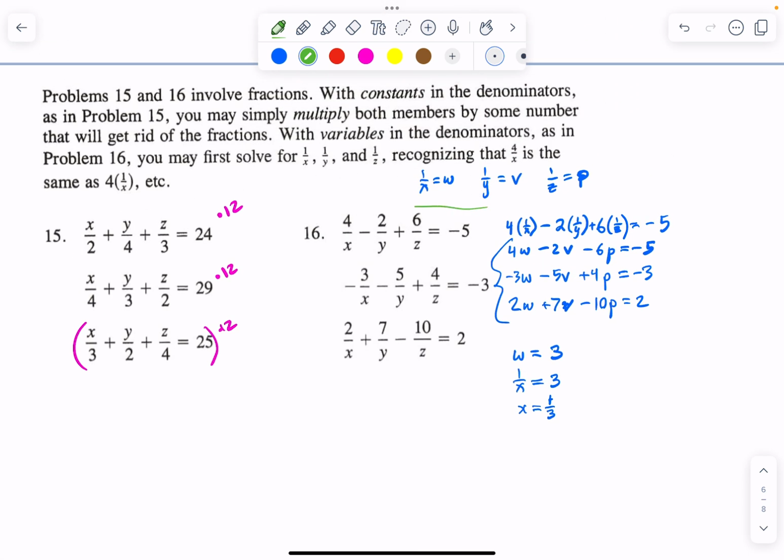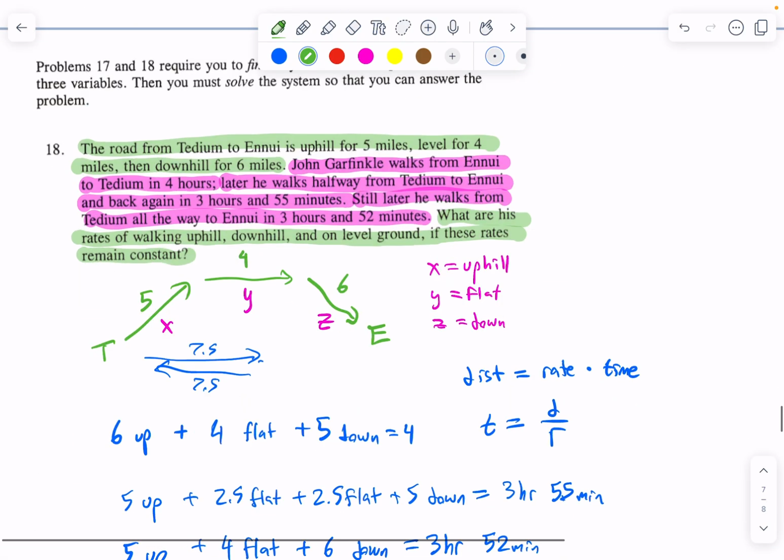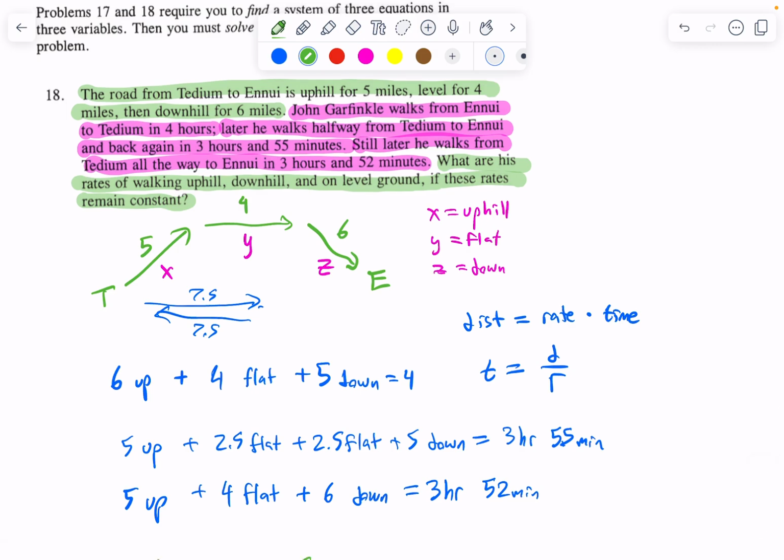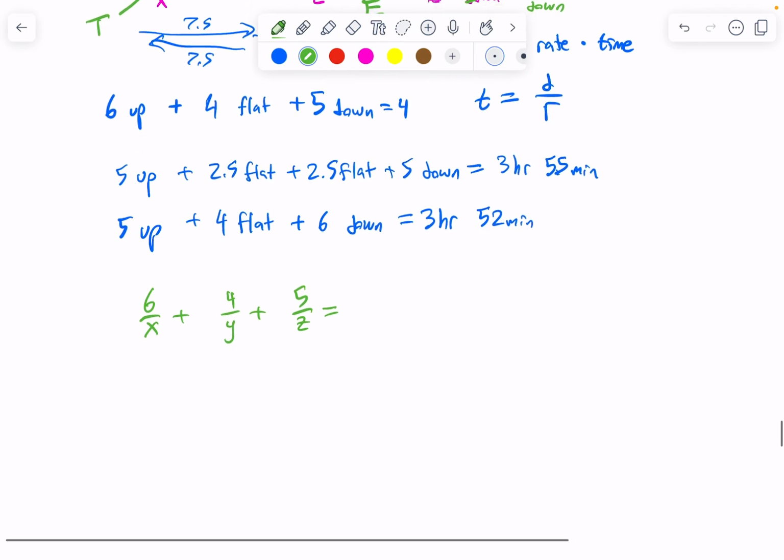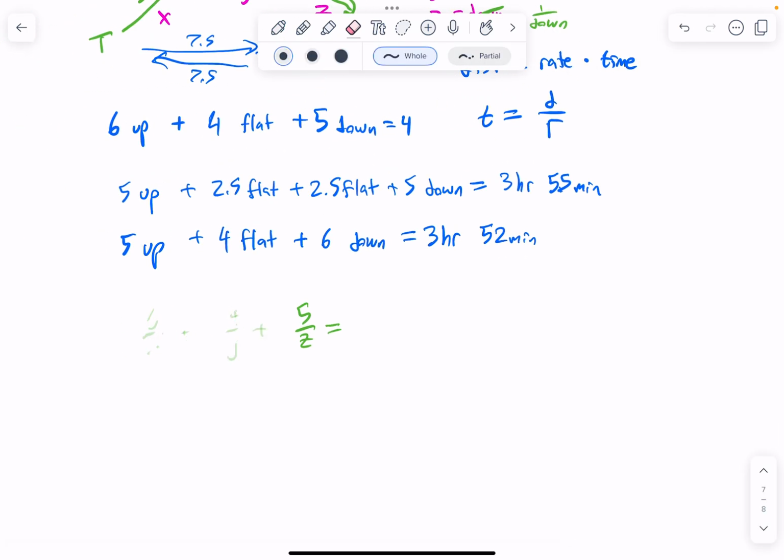And so really what we want to do is deal with 1 over so we don't have to deal with any fractions in the middle of the problem. So let's scratch our old plan. X isn't the uphill speed. X is 1 over the uphill speed. This is 1 over the flat speed, and this is 1 over the downhill speed. So now we don't want any variables on the bottom. Instead it's 6x plus 4y plus 5z equals 4.